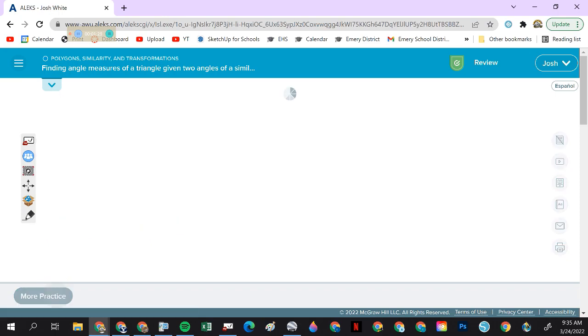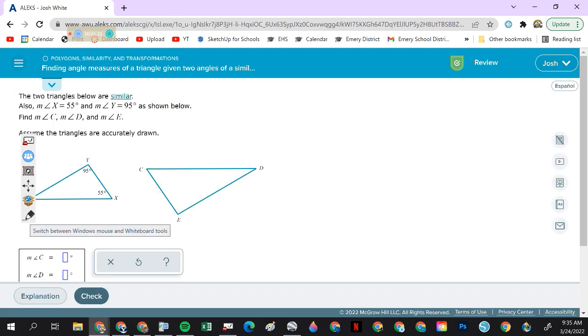So let's look at another example. So here, angle E would be 95, C would be 55. Add those together and you get 150. So D is going to be 40.